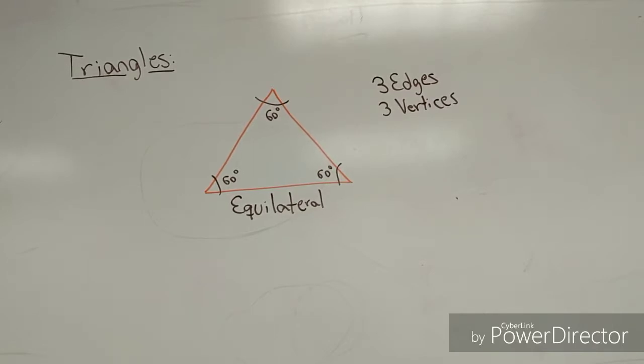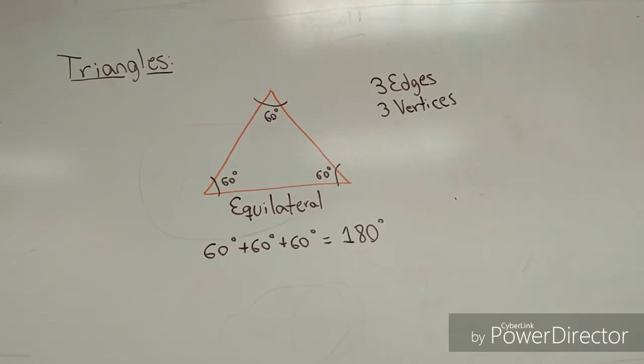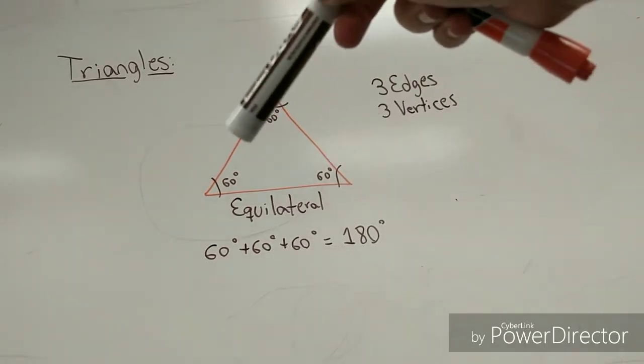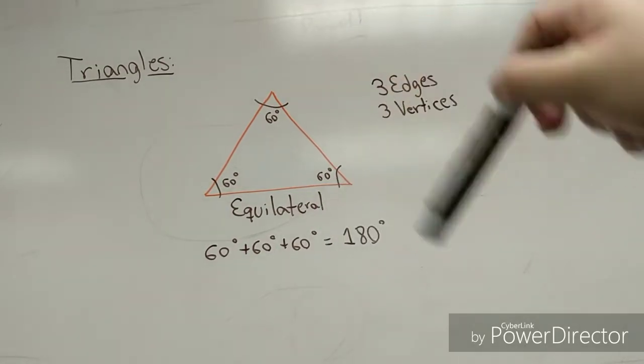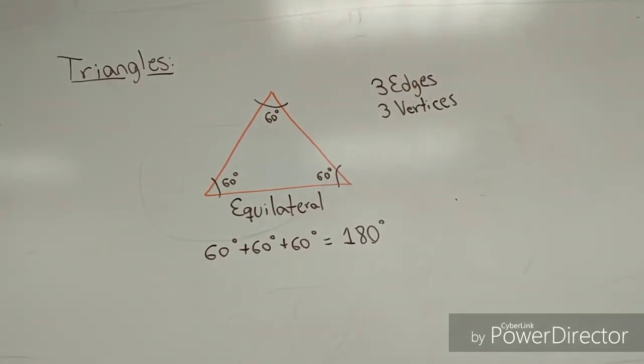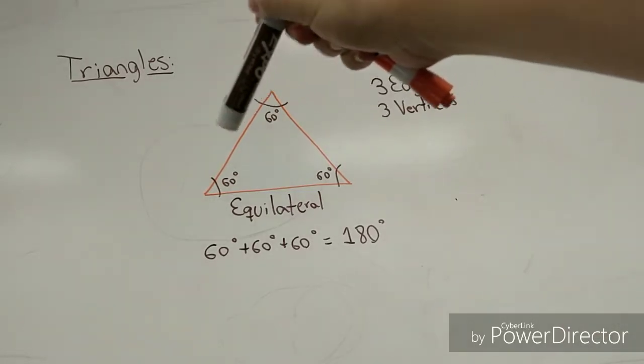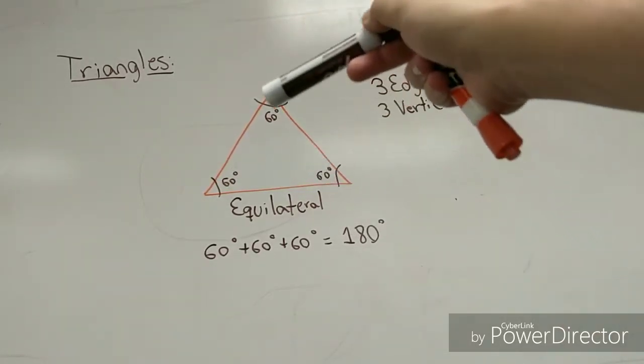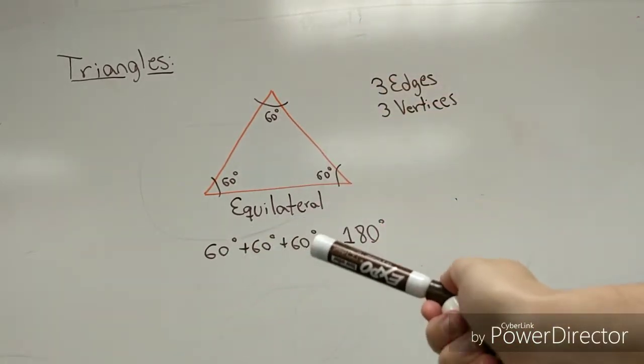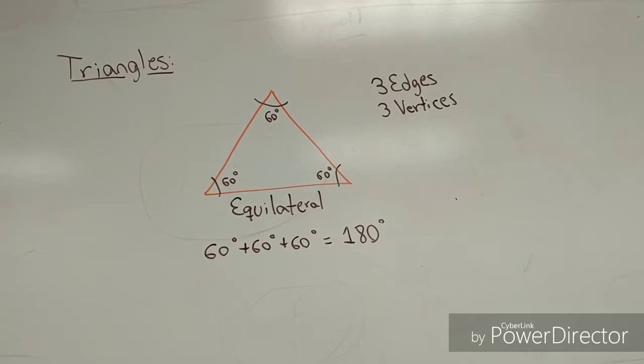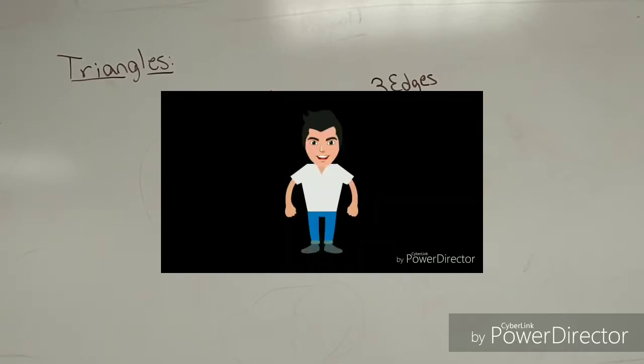And here goes one of the most important features of the triangles. Every single triangle has the following feature. The sum of the angles is 180 degrees. And that's going to happen with every single triangle. So in this case, since the 3 angles are the same, which is 60 degrees, then 60 plus 60 plus 60, that's 180 degrees for the equilateral triangles.